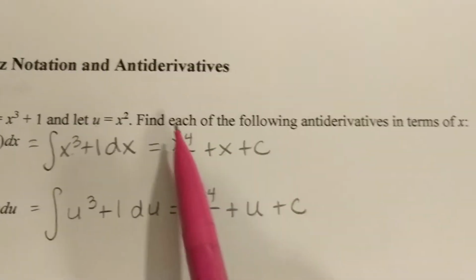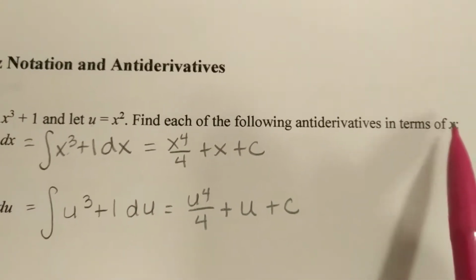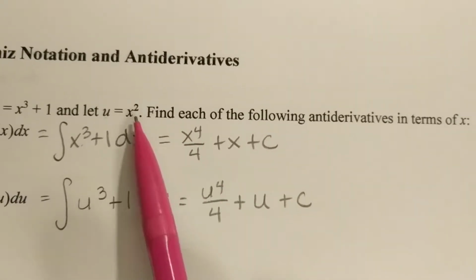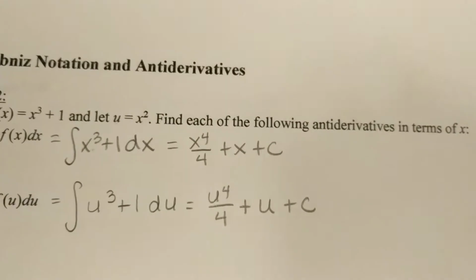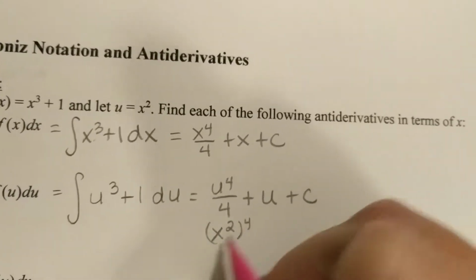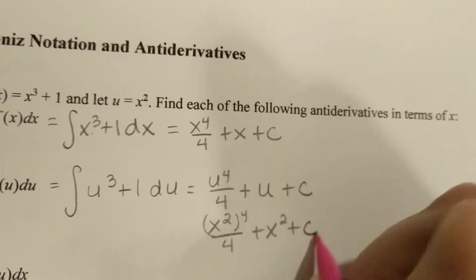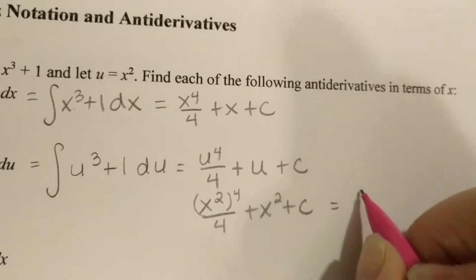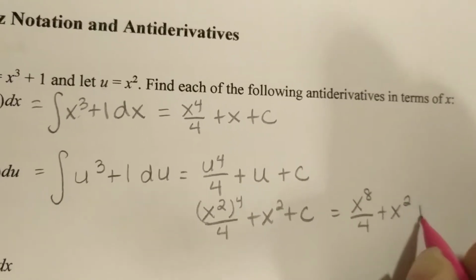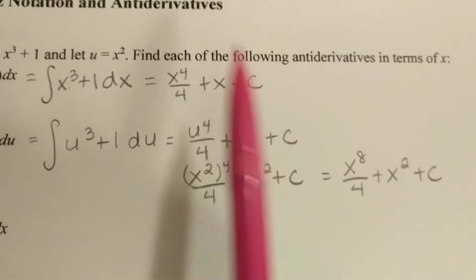But the problem said to find the antiderivative in terms of x. So at this point, I've got my function with u's in it. Now I have to replace it with the x squareds. So we get x squared to the 4th over 4 plus x squared plus c, which is x to the 8th over 4 plus x squared plus c. So different answers here.